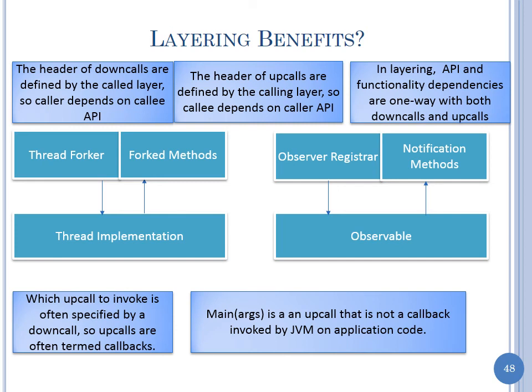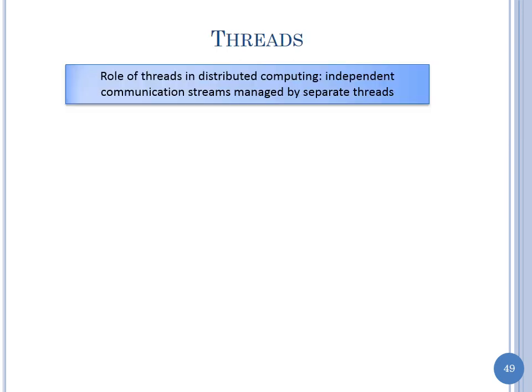And main args is an upcall that is not a callback, because it follows a certain signature and the JVM just finds it. In the case of C, the operating system finds a main method and just starts a new process with that signature. Okay, so that was the answer. And now we can just summarize.